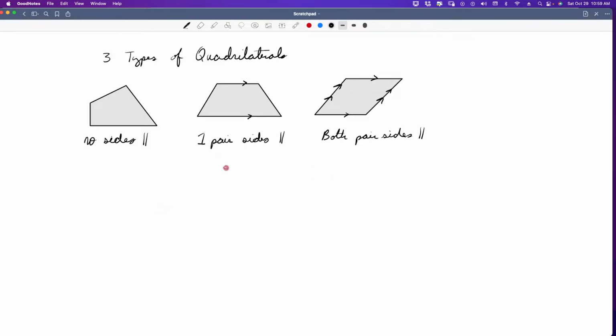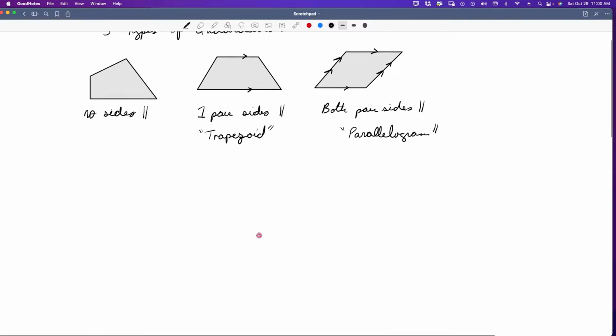Now the type that has one pair of sides parallel, we call that a trapezoid. And where both pairs of sides are parallel, we call that a parallelogram. There's only one R. I always get that mixed up. It makes sense if you think of it: everything's parallel to something, right? So this is parallel to this, and vice versa. I have no idea why the P is all the way over here. There we go. That's much better.